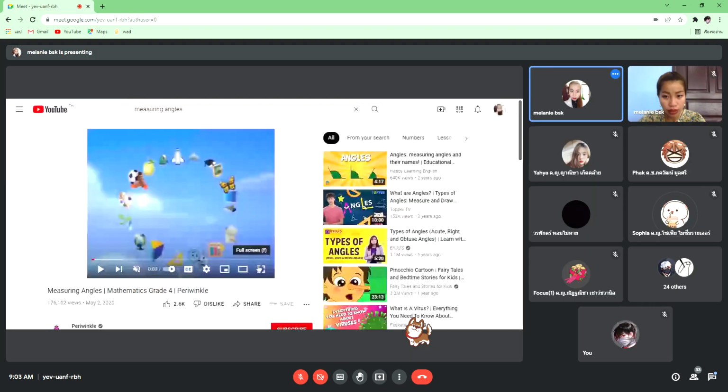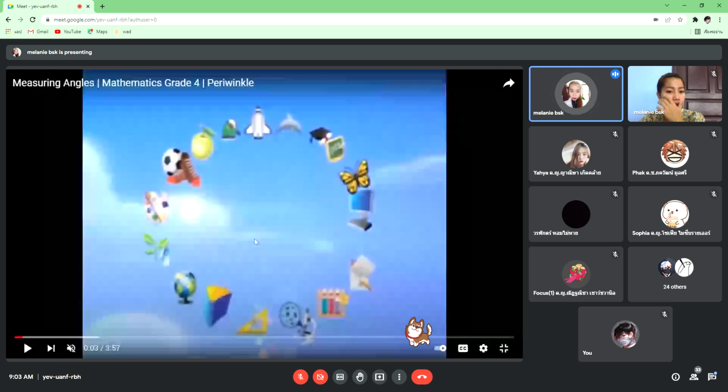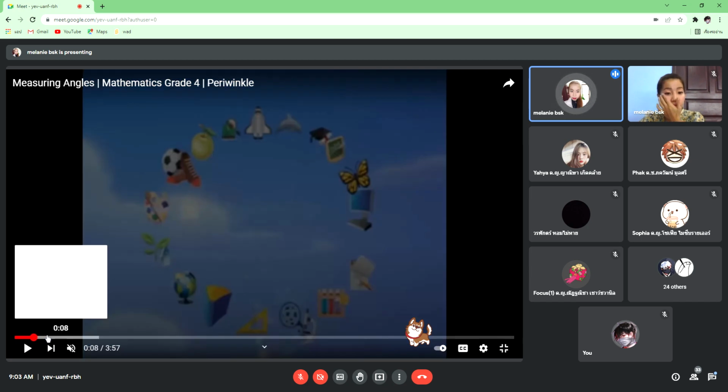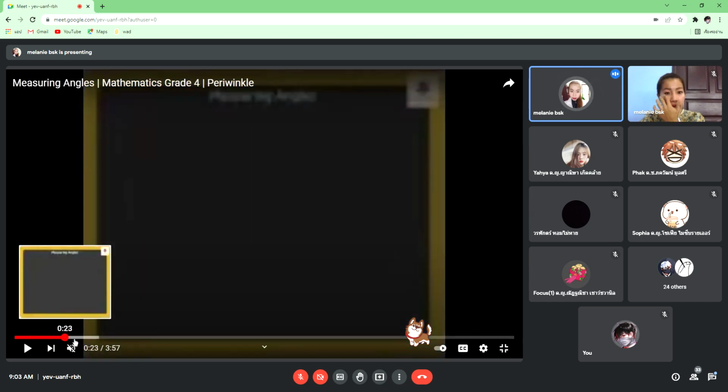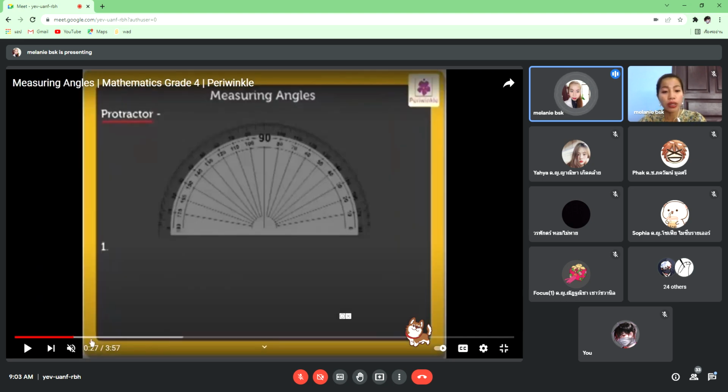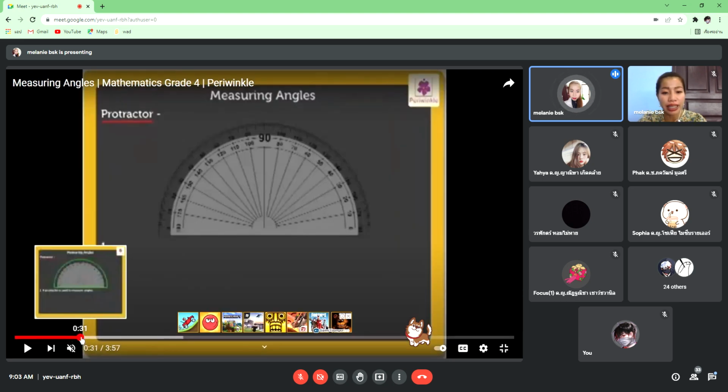Yeah. Okay, so in measuring angles, we said that we're going to use a protractor, right? Okay, so what does a protractor look like? Your protractors may look like this one. Your protractor looks like this one, children.